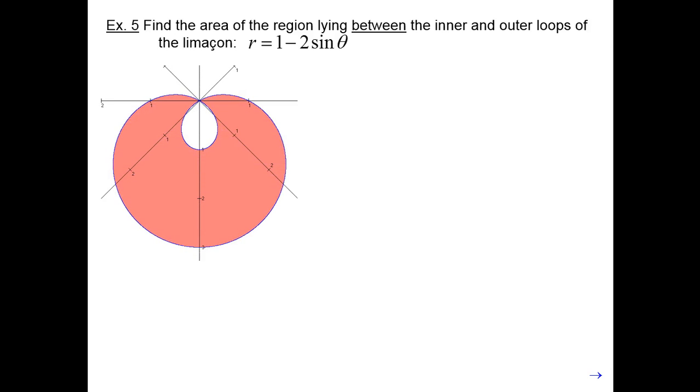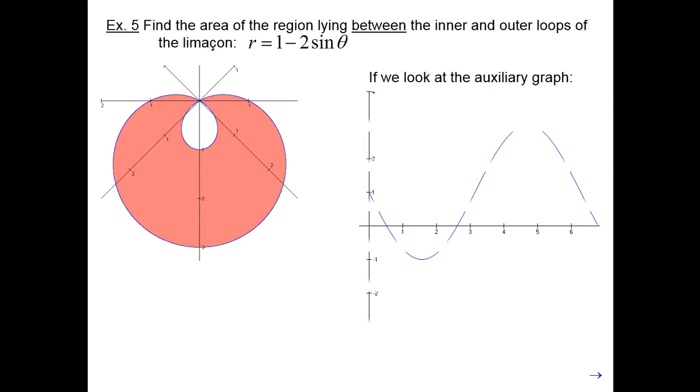Okay, one last problem. Find the area of the region that's lying between the inner and the outer loops of the limacon. Let's make a sketch of it as the inner loop again. So the part in pink there is what we're looking for. So think about that last example. When is this going to have an inner loop? Well, if we were to look at the auxiliary curve, it would be the part that's underneath the x-axis. So again, I want to know the x-intercepts in order to figure out when this hits the pole.